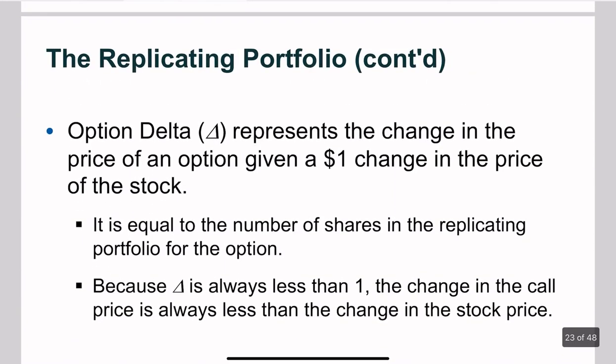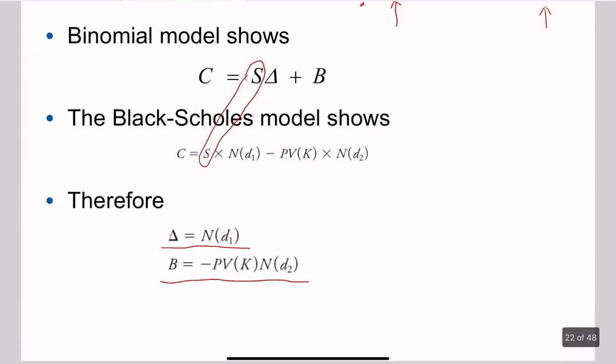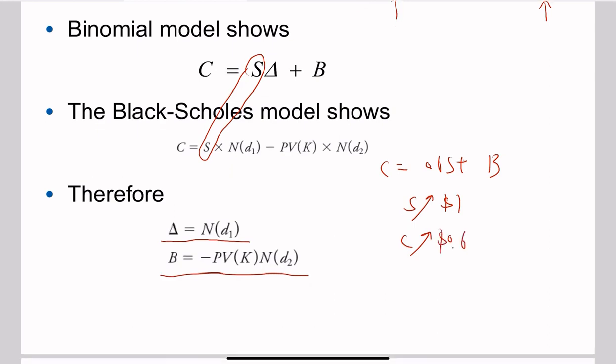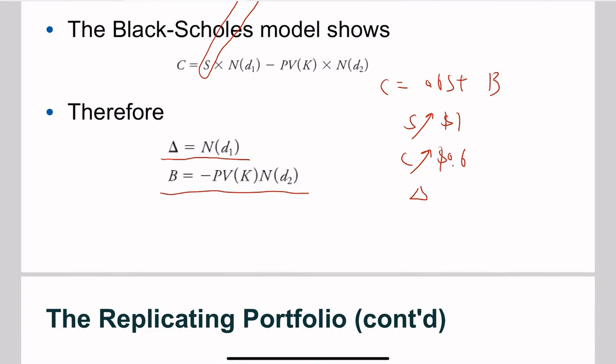The delta here is called option delta. In terms of mathematics, it tells you the change in the option price given a $1 change in the share price, right? For example, let's say C equals 0.6 S plus B. This basically means that if the stock price increases by $1, then the call price will increase by $0.6. So basically, you can see that this is delta, which is this guy here.